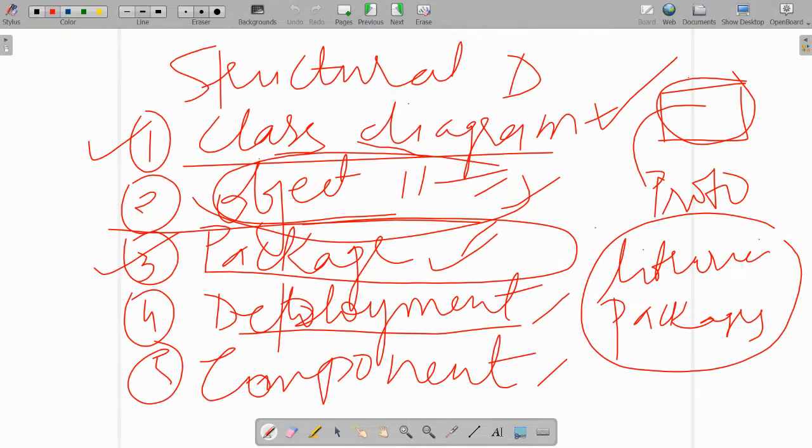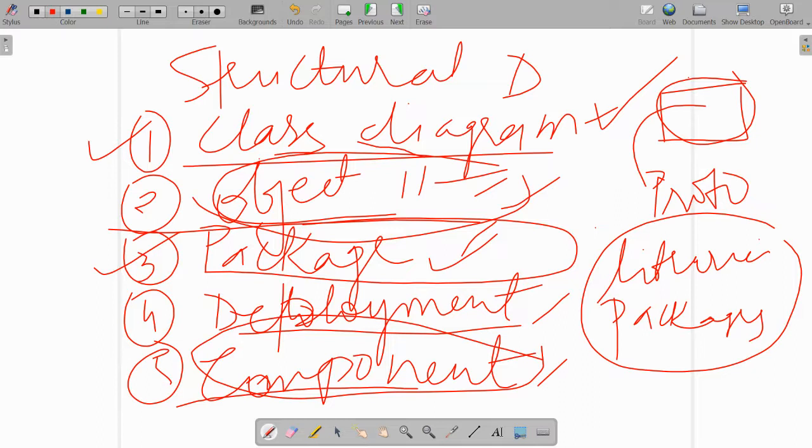After the deployment diagram, there is the component diagram. It indicates the different components which are considered to make the software system. The small components considered for making a system come under the component diagram, as simple as it is.